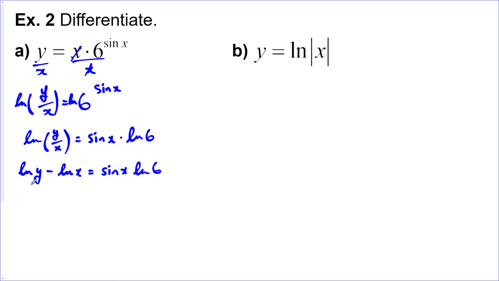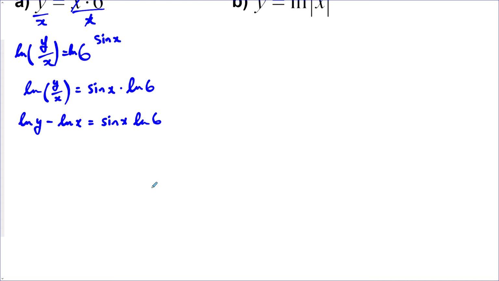And now we can take the derivative of this equation here. So the natural log of y is 1 over y times the derivative of y, we'll call that y prime, minus the natural log of x is 1 over x. The derivative of sine x is cos x, and the natural log of 6 is a constant. So we just tack it on the end. We don't need to worry about taking the derivative of that or using the product rule. It's just a constant. And now we want to solve for y prime.